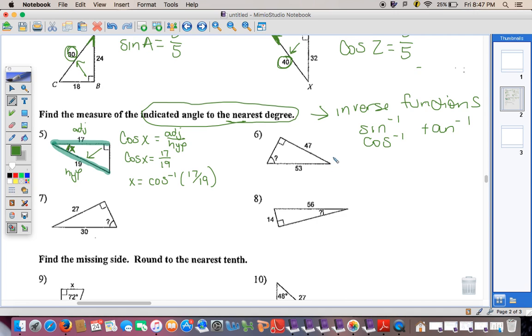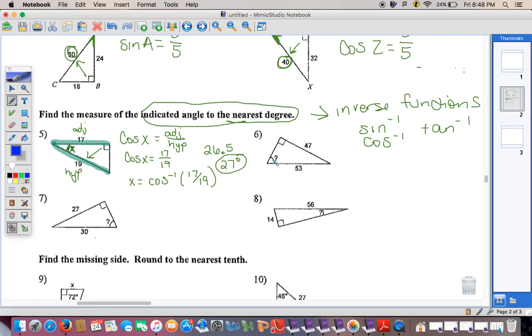Okay, so if you put that in your handy dandy calculator, because you can't do that without a calculator, you would get that this angle is 26.5, but since we're going to the nearest degree, we would round this up to 27 degrees.